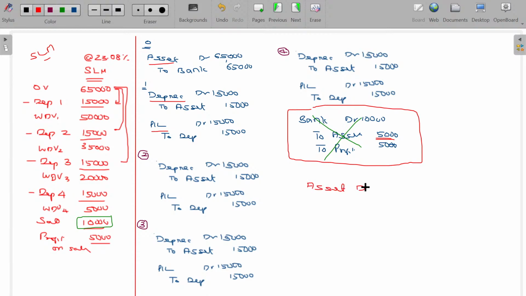Asset disposal account to asset account, value being 5,000. Later on, the asset disposal is encashed. Further, the journal entry being, you get the collection, bank account debit to asset disposal.